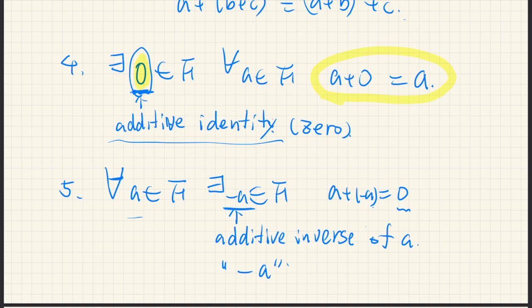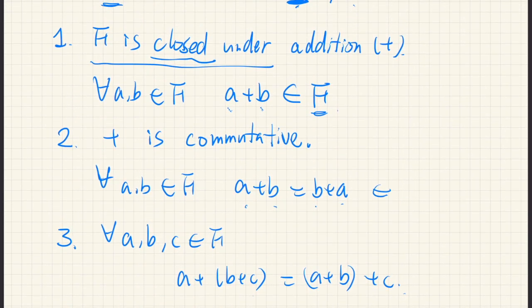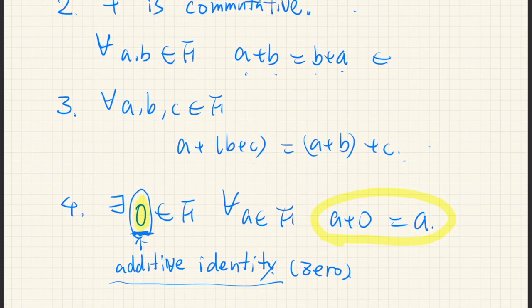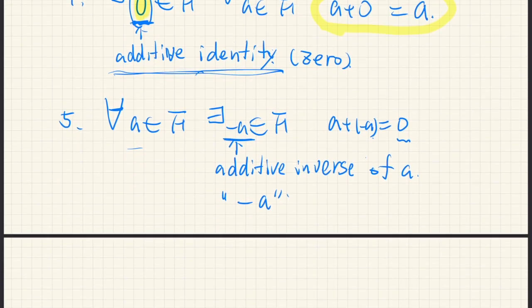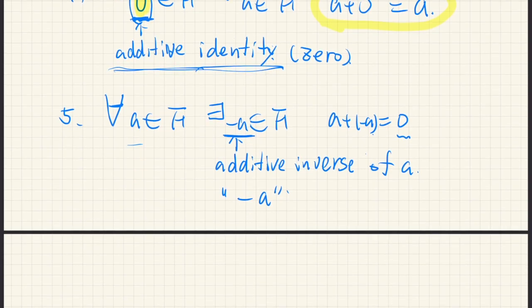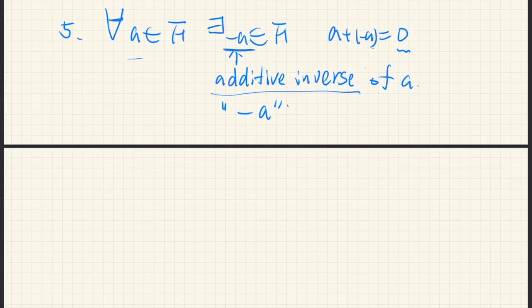So far, we introduced 5 axioms concerned with addition. First was closure condition, the second is commutativity, the third one is associativity, the fourth one is the existence of additive identity, and the fifth one is the existence of additive inverse. Next, we introduce 5 axioms that concern multiplication.